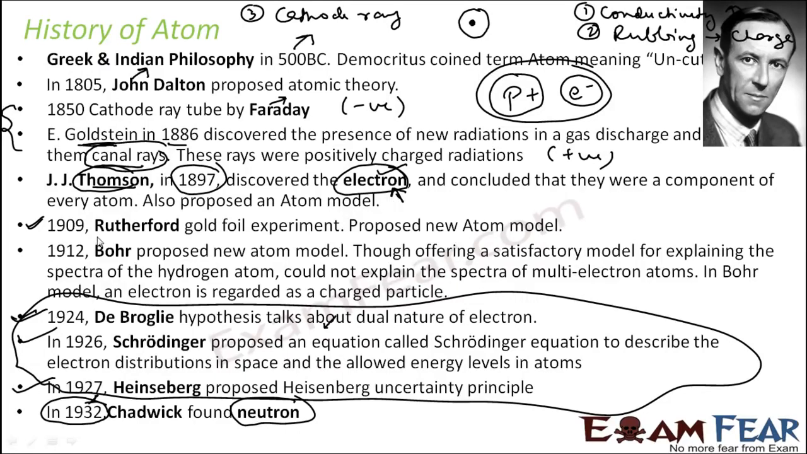Then Rutherford gave a model, then Bohr gave a model, and then finally we got a quantum model which we will study in the higher classes. And then finally, very late in the game, Chadwick found neutrons, and it was neutral in charge. Nobody bothered. Since it is very small, it is very difficult to find. So finally, in 1932, neutron was discovered.